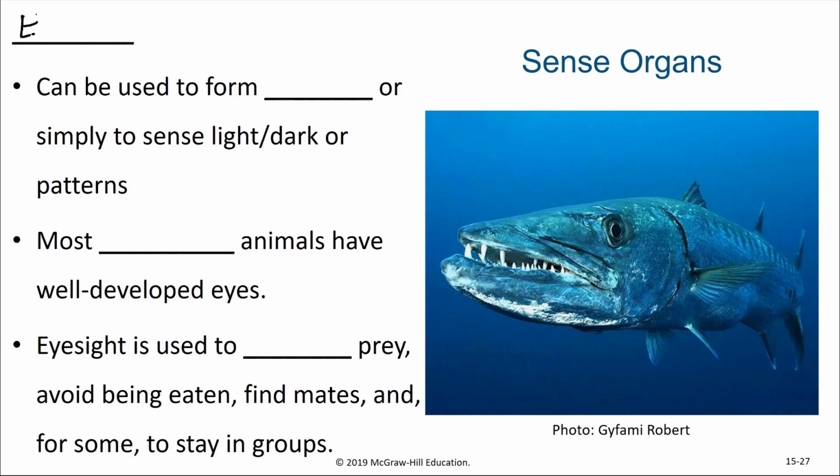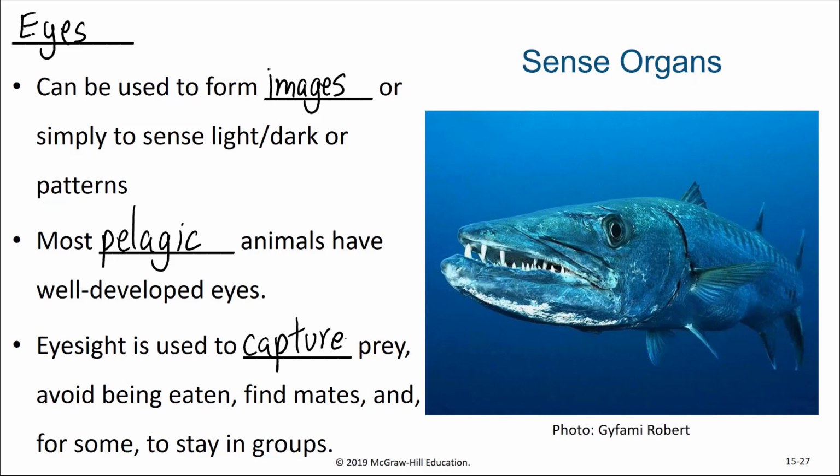Eyes are very useful in the epipelagic where there is a lot of light. Eyes can be used to form images for some organisms, or simply to sense the presence of light or dark or patterns. Most pelagic animals have well-developed eyes. Eyesight is used to capture prey, avoid being eaten, find mates, and for some, to stay in groups.